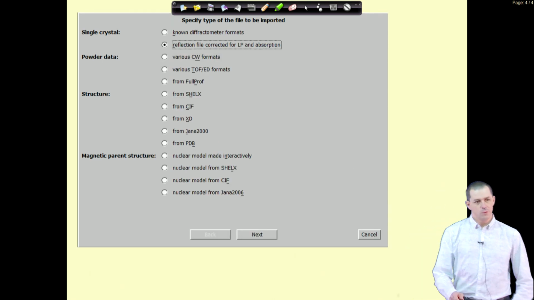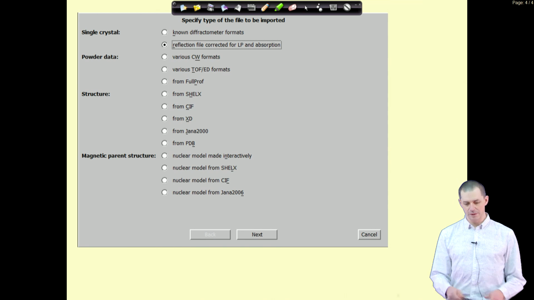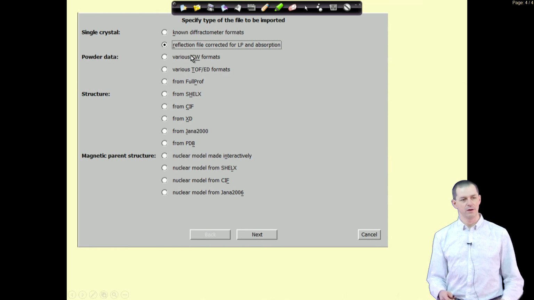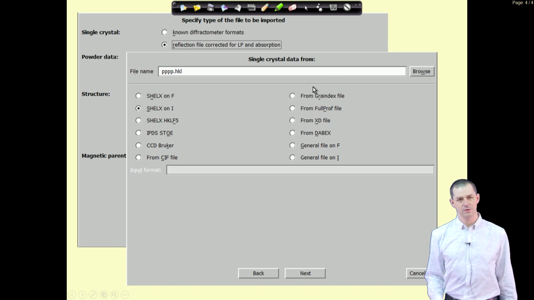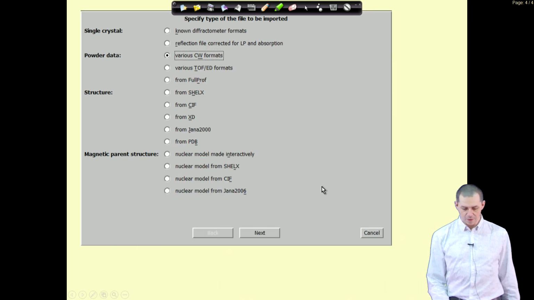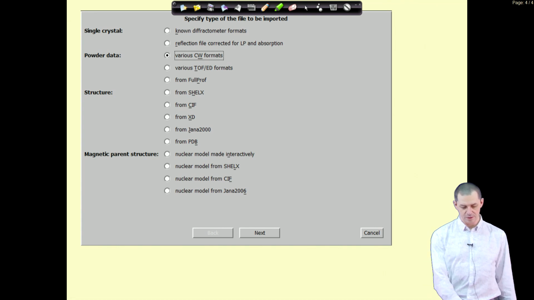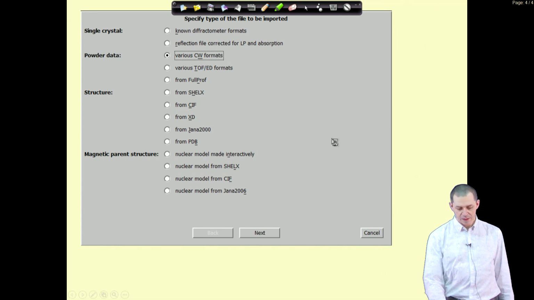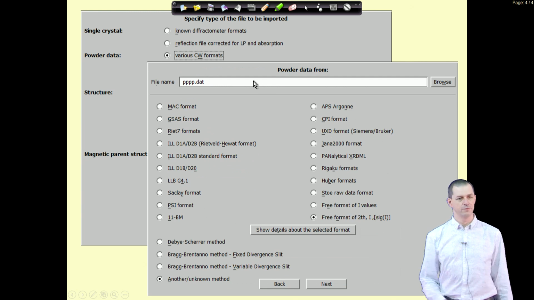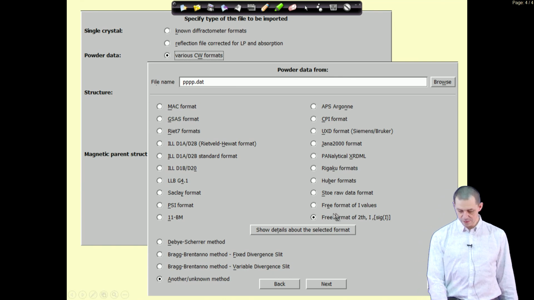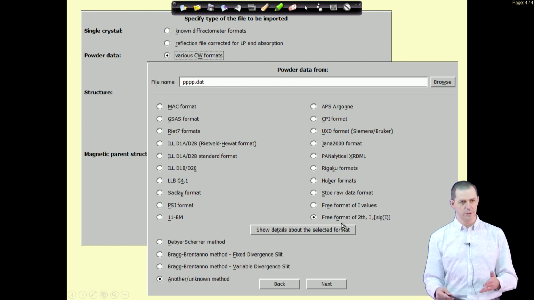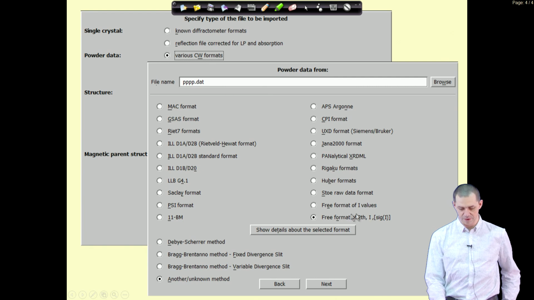Or if you do not have the data in any classical standard format, you can still import the reflection file, just HKL intensity sigma coming from any source you might have. So again, there are many different types of formats that you can import. If you have powder data, you can import various CW, constant wavelength, and again a large list of possible powder diffraction data formats that are predefined. And you even have free format. So you can import even data that do not correspond to any specific format, just specify the free format.